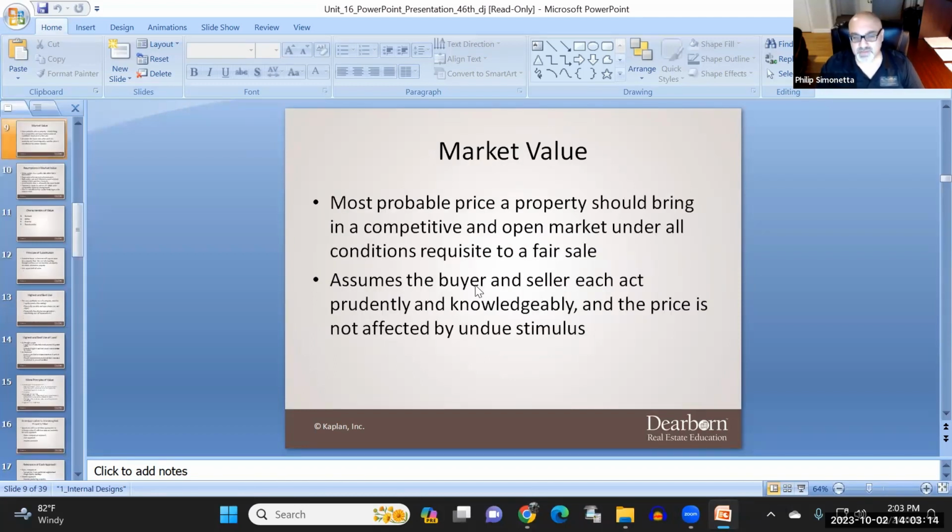So let's look at market value. What is market value? It's the most probable price a property should bring in a competitive and open market under all conditions requisite to a fair sale. It assumes the buyer and seller each act prudently and knowledgeably, and the price is not affected by undue stimulus. Somebody getting divorced, somebody sick who has to sell a property, things like that. None of that is in there. It's just what the market allows.